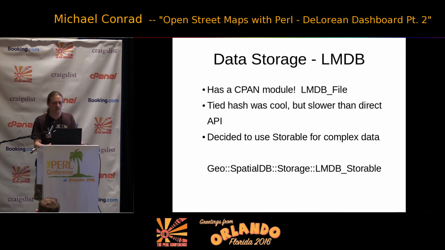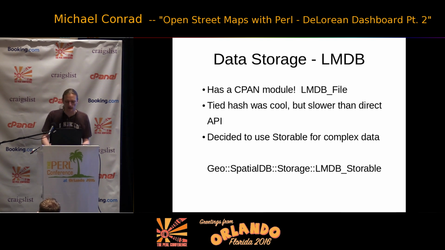So I tried the tied hash, and then I did a little performance testing, and I found that in a small benchmark example, it's a lot faster to just call methods on the object than it is to tie it to a hash and use hash access. So, whatever. I also wanted to store Perl data in it, so I figured I would just use Storable. I mean, I could also try JSON.